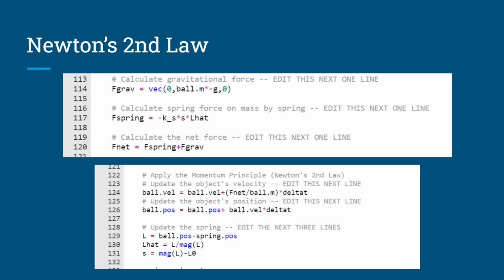First, the two forces being considered were calculated using their definitions, and then, using Newton's second law, the net force was determined. The law was further applied to update both the position and velocity using the momentum principle and the update formulas. Finally, the length and direction of the spring were found using vector functions, and S was calculated by the equation L minus L0.